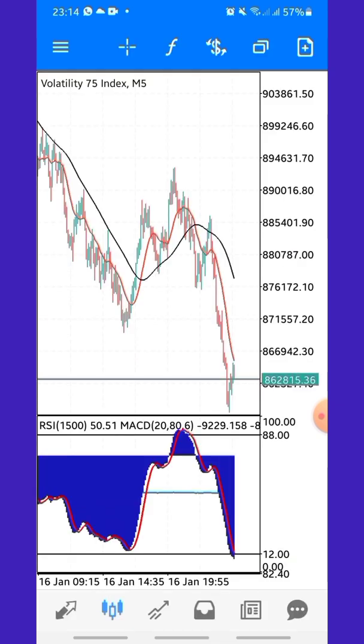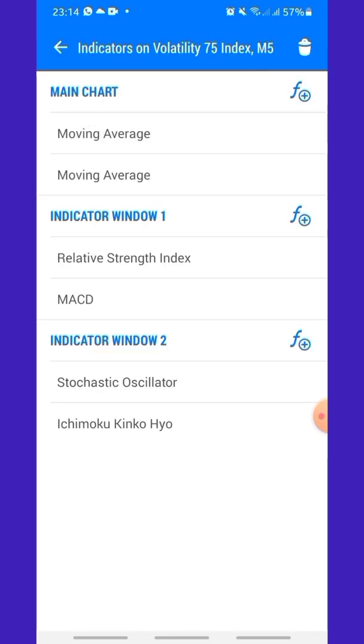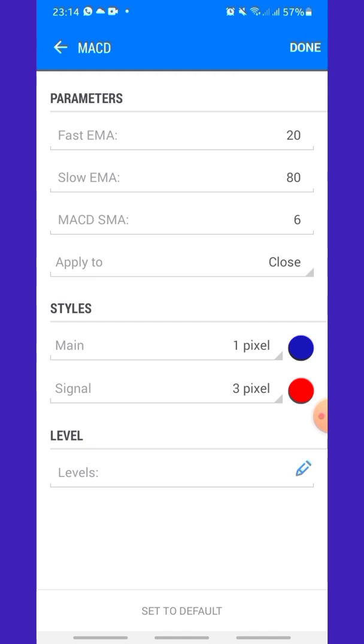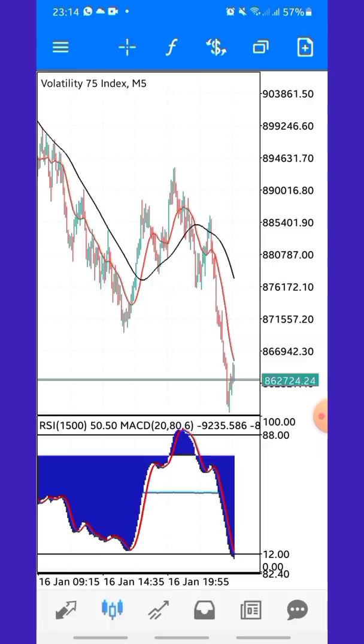Alright, and the last indicator is the MACD. The MACD fast EMA is 20, slow EMA is 80, MACD SMA is 6, apply to close. Main is 1 pixel and the signal is 3 pixel. The first color is blue and the second color is red. When you're done with this, you click on done.